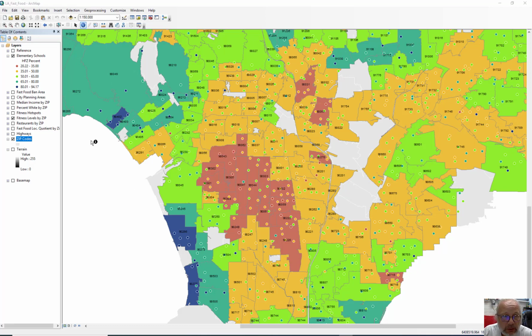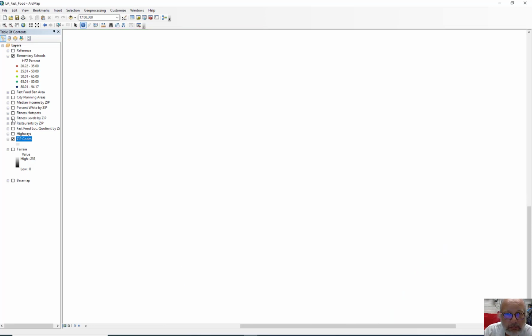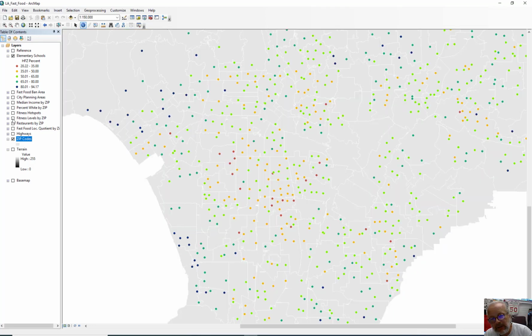Okay, so we have the fitness levels by zip code. This is a proxy variable for fitness using fifth graders, because we believe that fifth graders are representative of the neighborhood that they're in. I'm going to turn that layer off. But as we know, the fitness levels of students probably aren't simply a matter of a single variable.